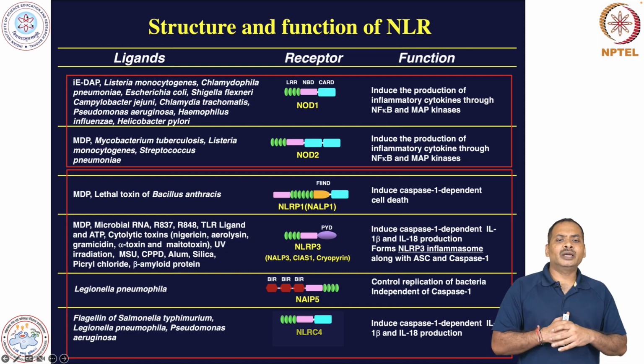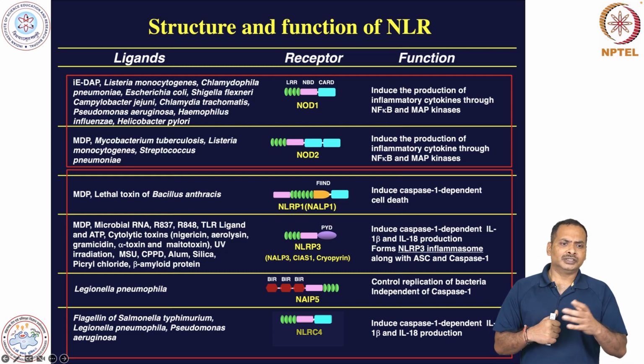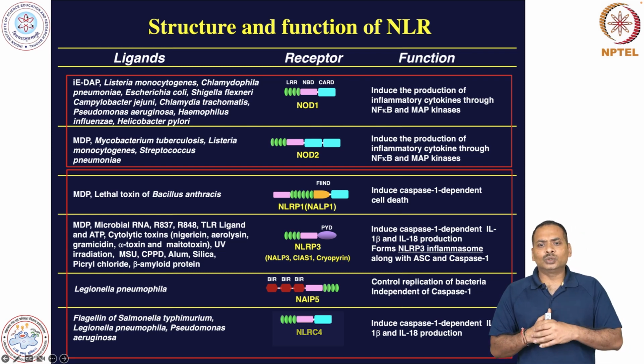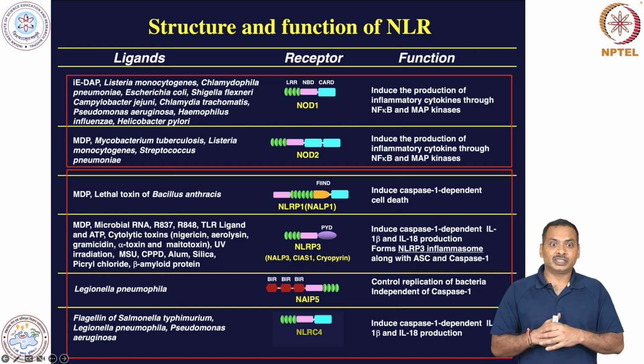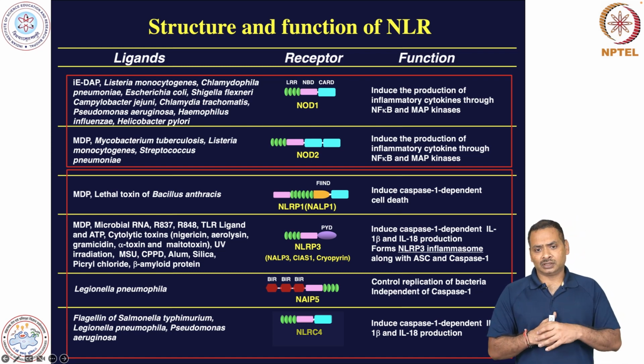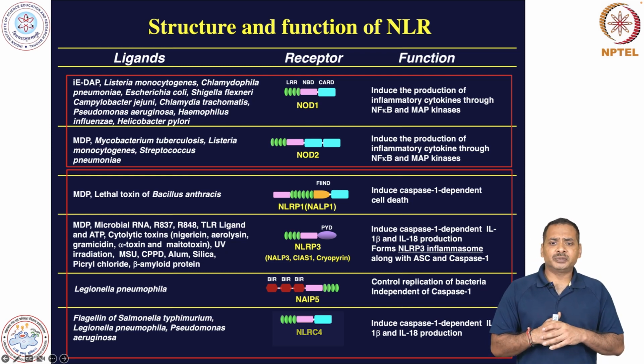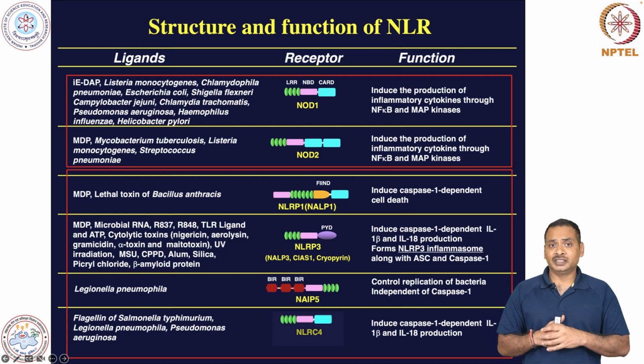Another is NLRP5, and this senses Legionella pneumophila, and also controls the replication of bacteria independent of caspase 1. Here caspase 1 is not involved. There is another inflammasome which senses the flagellin protein of Salmonella typhimurium, Legionella pneumophila, and Pseudomonas aeruginosa. This inflammasome also induces caspase 1, IL-1 beta, and IL-18 production.